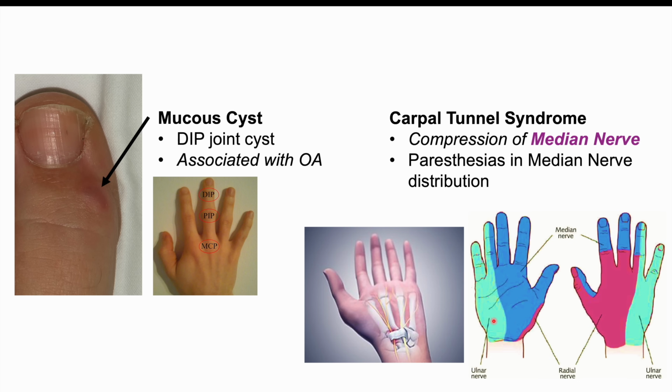So in some cases, again, if you have a big ganglion cyst compressing on the median nerve, you can get this particular distribution of numbness and tingling sensations. Again, thumb, index finger, middle finger, and half of the ring finger closest to the middle finger.